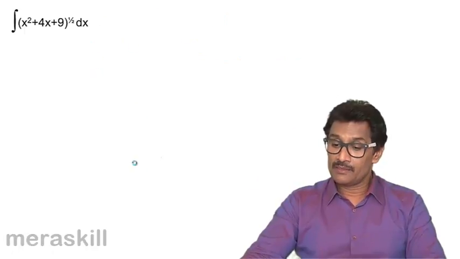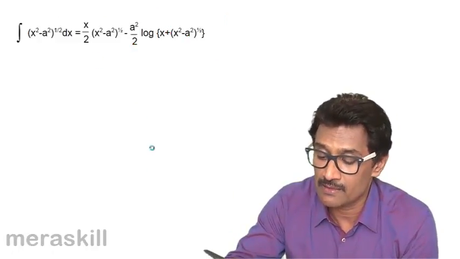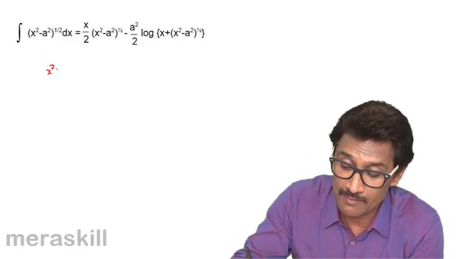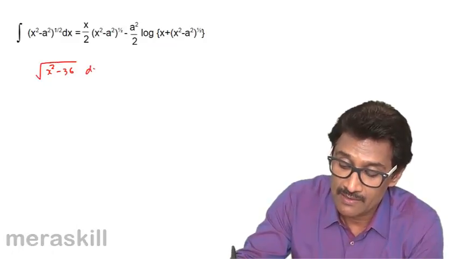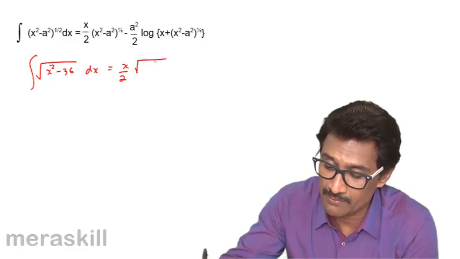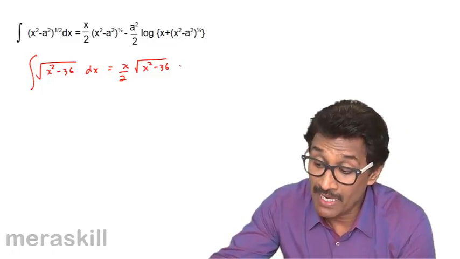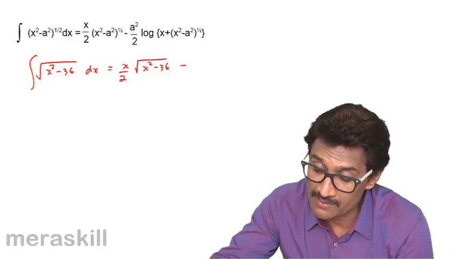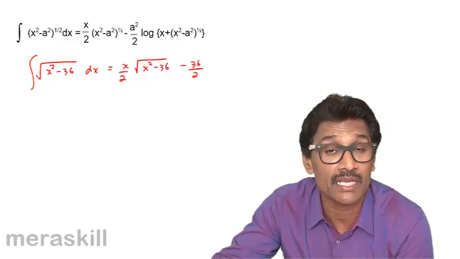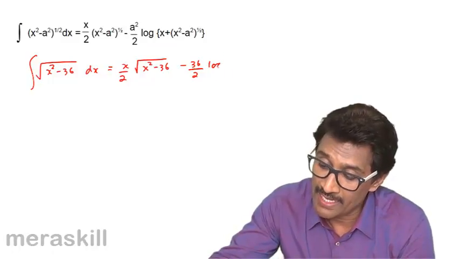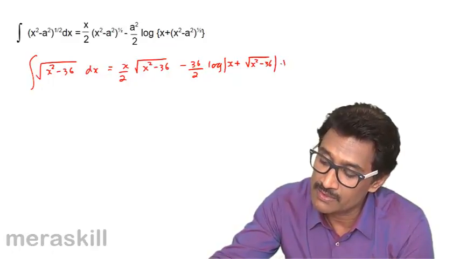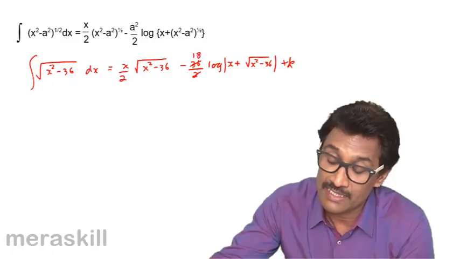Okay, then we have another formula in this part, that is the last part, that is root x square minus a square. So it could be, say, x square minus 36 square root of that dx. So it's x by 2 itself, root x square minus 36, minus, it's not plus, it's minus a square by 2, that is minus 36 by 2. Now since the minus is taken care of, don't take a as minus 36. Log x, that is x plus root x square minus 36 plus k. So this becomes obviously 18.